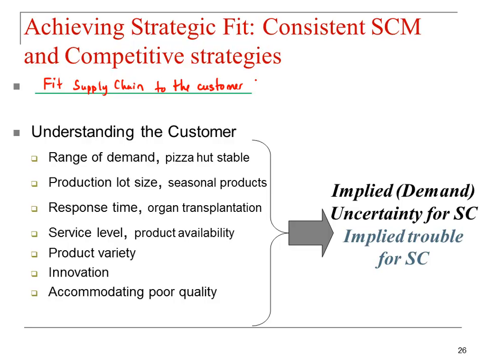So the range of the demand, for example, for some restaurants, demand will be stable. So if you can predict how many pizzas you're going to sell in a week, for instance, for Pizza Hut. You need to understand the production lot size. That would involve the seasonal products. So for Christmas, you will have a demand for certain products that you will not have during the summer, and so on. The response time for some companies, having the good available in a short period of time is very important.